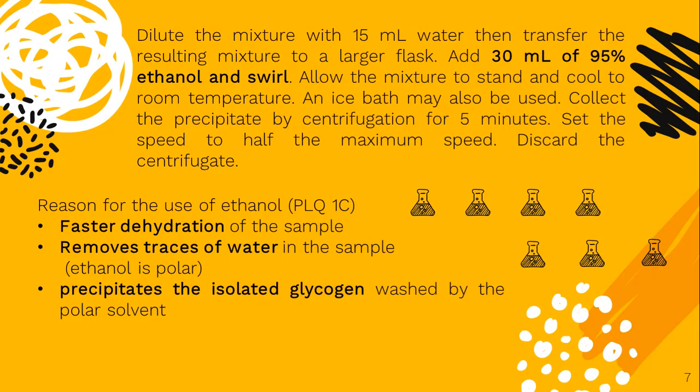The mixture was diluted with 15 ml water and transferred to a large flask, where 30 ml of 95% ethanol was added. The resulting mixture was then cooled and followed by centrifugation for around 5 minutes to collect the precipitates. The reason for the use of ethanol in this experiment is because it helps precipitate the isolated glycogen through removing the traces of water in the sample, thus leaving only the glycogen behind.